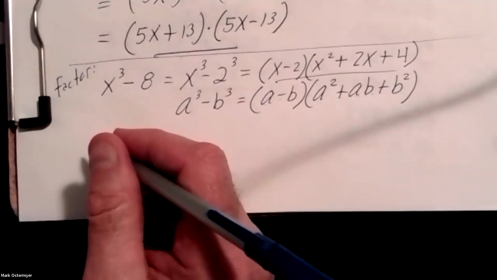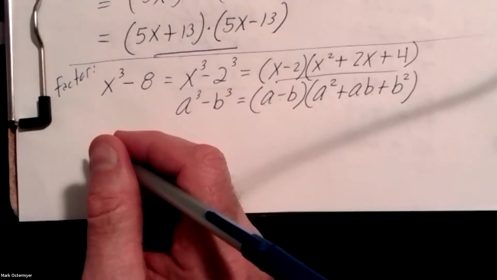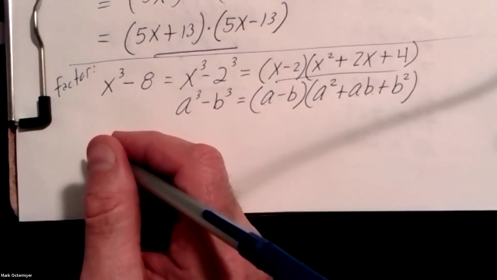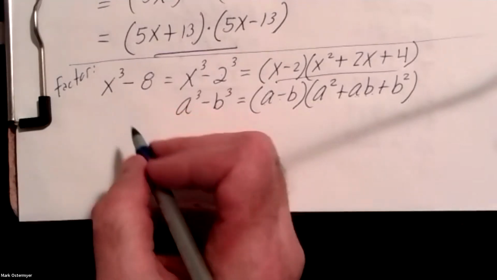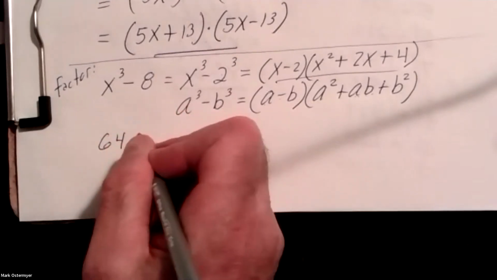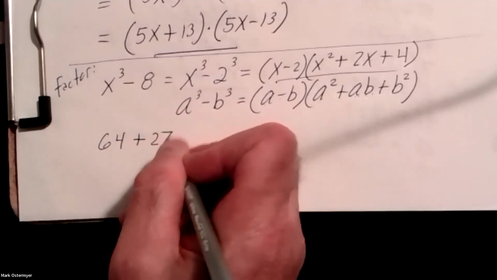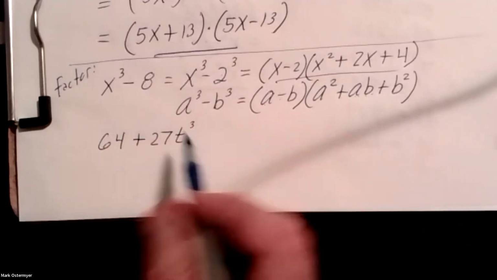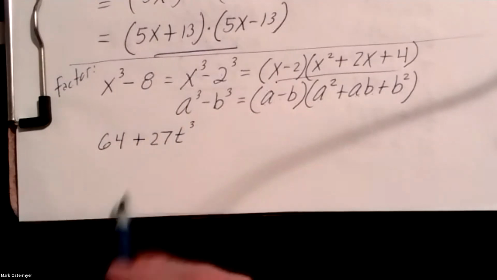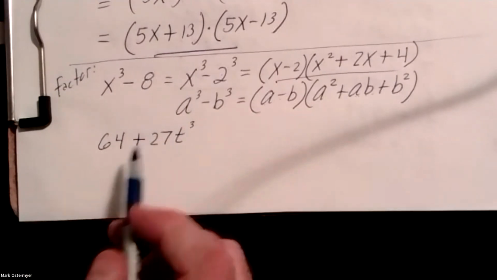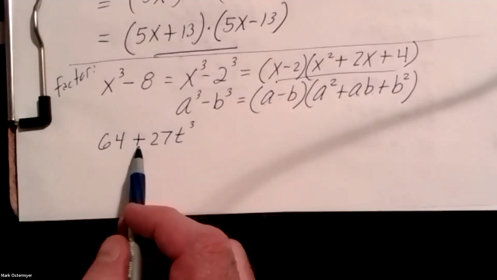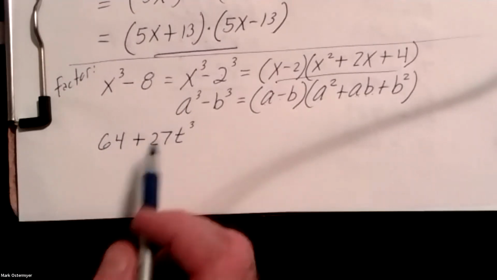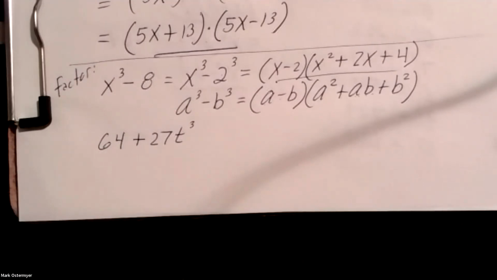All right, well, let's see here. How about this one here? If we have 64 plus 27t cubed, how would this factor? Well, it's not the difference of anything because it's the sum. Is it the sum of squares or cubes? What do you think, Kelly? Sum of squares or cubes? Cubes.